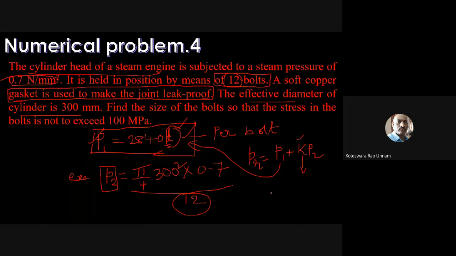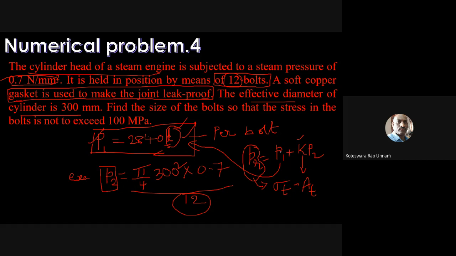So now I know everything, so I can calculate the stress in the bolt. What is this resultant load? This resultant load I can express as the allowable tensile stress in the bolt multiplied by the tensile area of the bolt. So PR you can write as sigma T into AT.